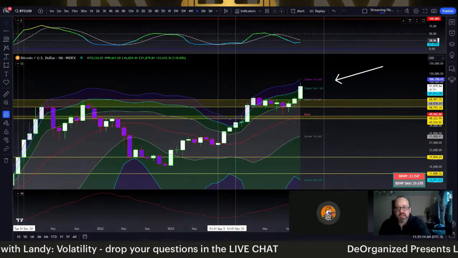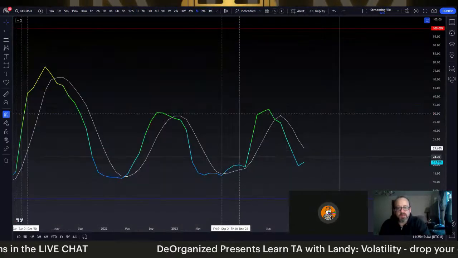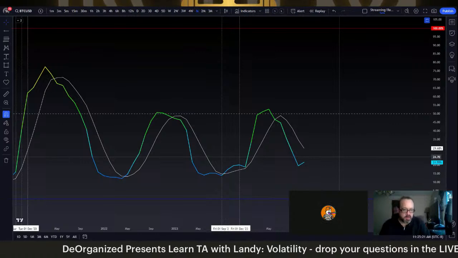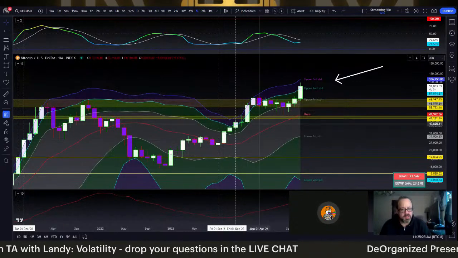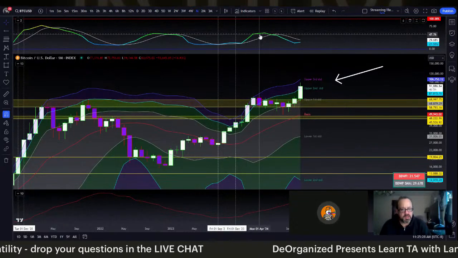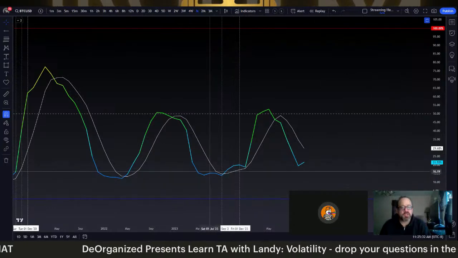What you have on screen right now is the BBWP. This is a volatility metric. It's just measuring volatility of price within and outside of the bands. So periods of low volatility are where you're going to see compression. Periods of high volatility are where you're seeing expansion. So we haven't seen really aggressive expansion.